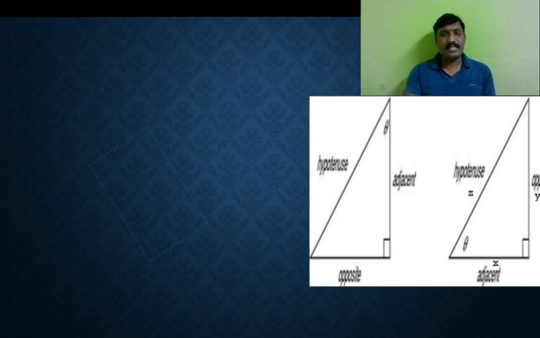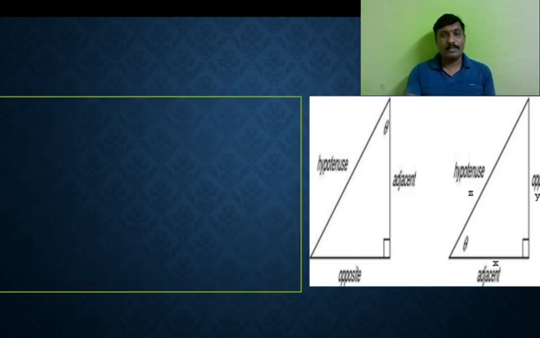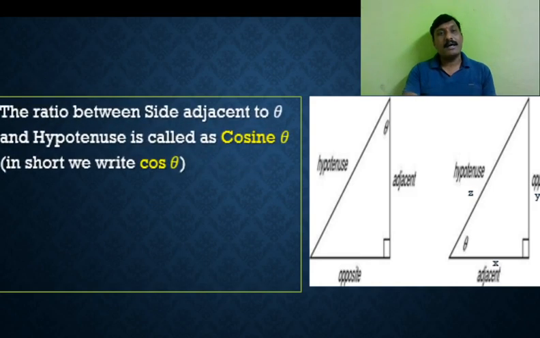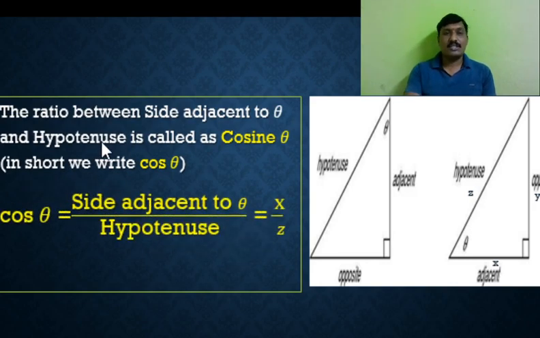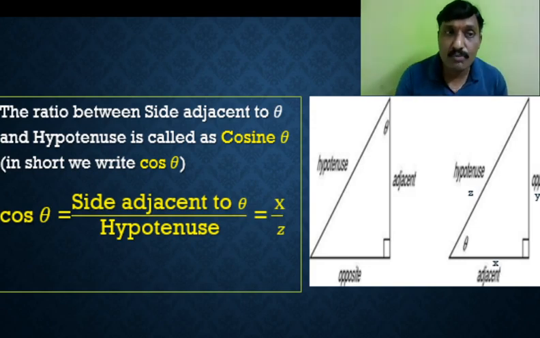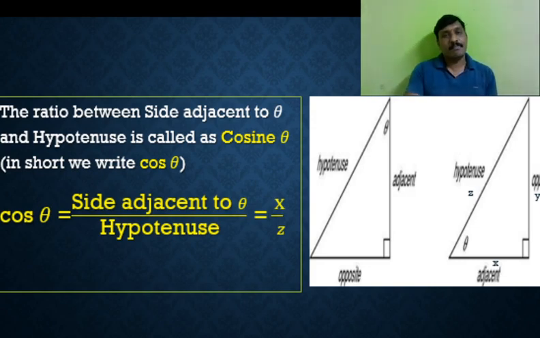Now I am going to take the relation. One relation is finished, that is opposite by hypotenuse. Now I am going to take the side adjacent to theta by hypotenuse. The ratio between the side adjacent to theta and the hypotenuse is called cosine theta. In short form, we call it cos theta. Sorry, I mentioned sine, it is cos theta. So the ratio which defines the side adjacent to theta by hypotenuse is called cos theta.